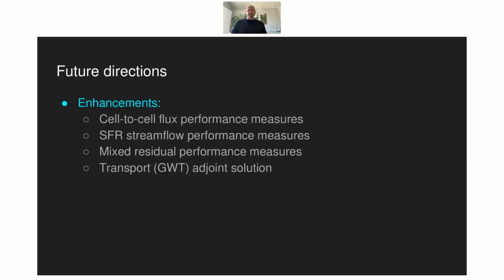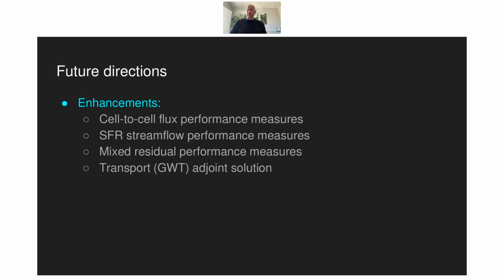Pretty rad. So some future directions related specifically to performance measures. We're working on a cell-by-cell flux performance measure. So something related to, say, what you could do with zone budget. So looking at the sensitivity of a zone budget analysis as a performance measure. Turns out there's a little bit of complicated math that goes into that, but Mohammed has a prototype going already. I think we want to look at using SFR stream flow as a performance measure. So not the flux between groundwater and surface water, but the actual stream flow.